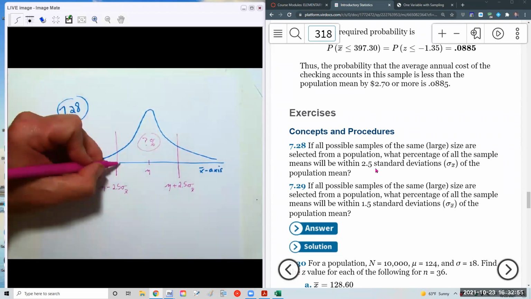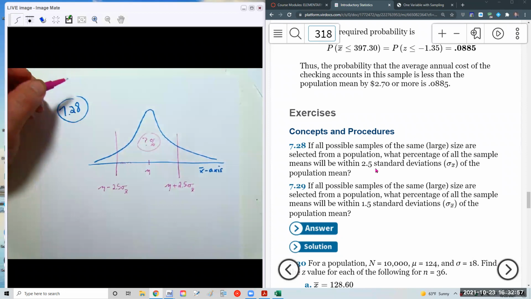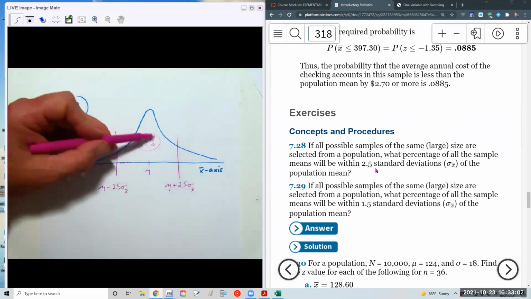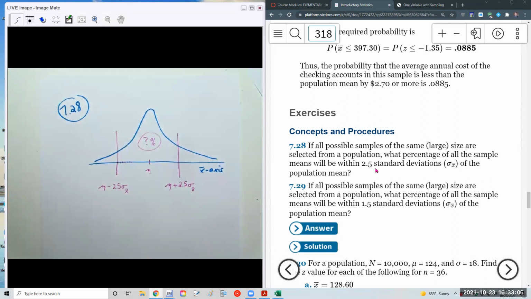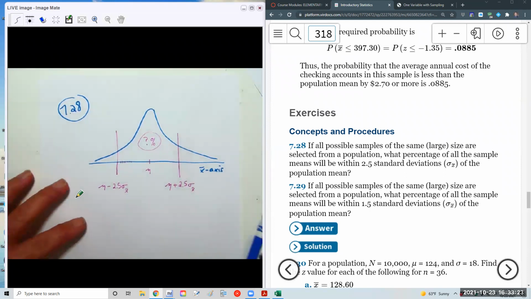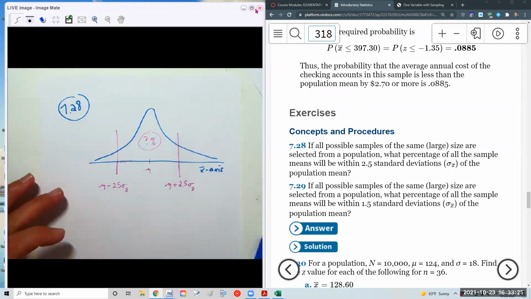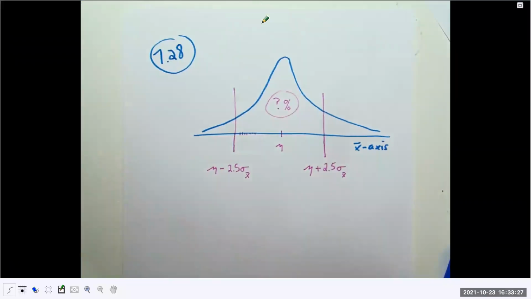Right, you've got all the values of x bar along this axis, and they're trying to get you to find what percentage of sample means will be between this boundary and that boundary, or in other words, within 2.5 standard deviations of the mean. Okay, so one way to do this problem is to involve z-scores and to use the standard normal distribution. So that's what I'm going to do now. Show you how easy that is to do.